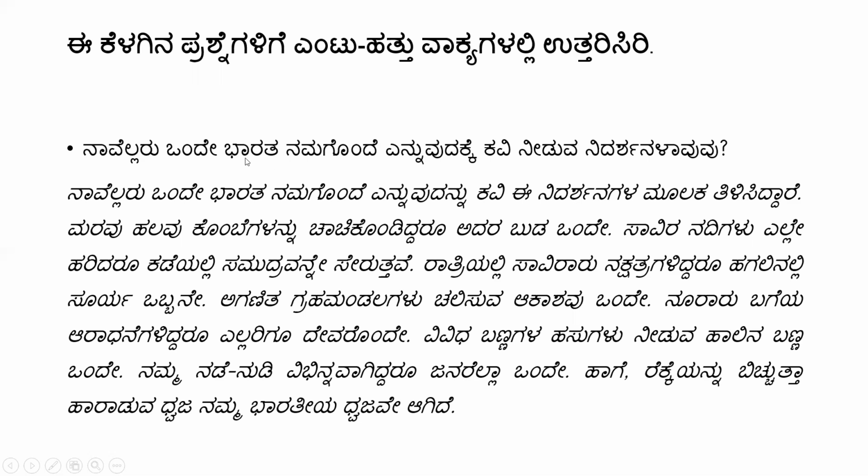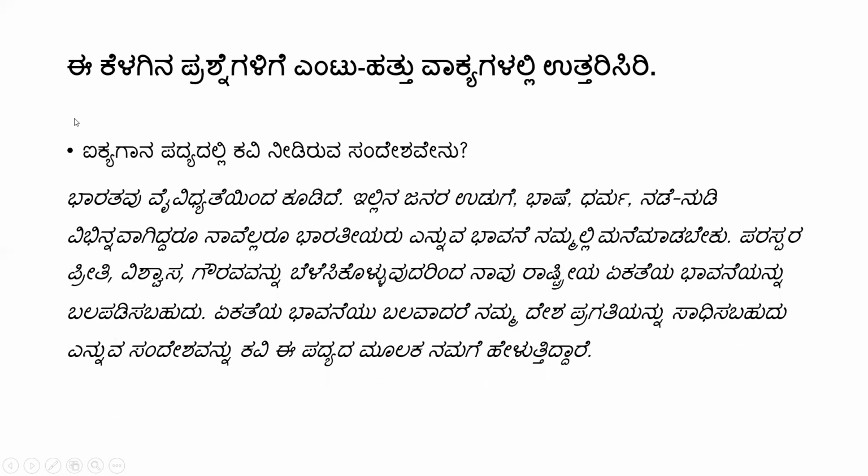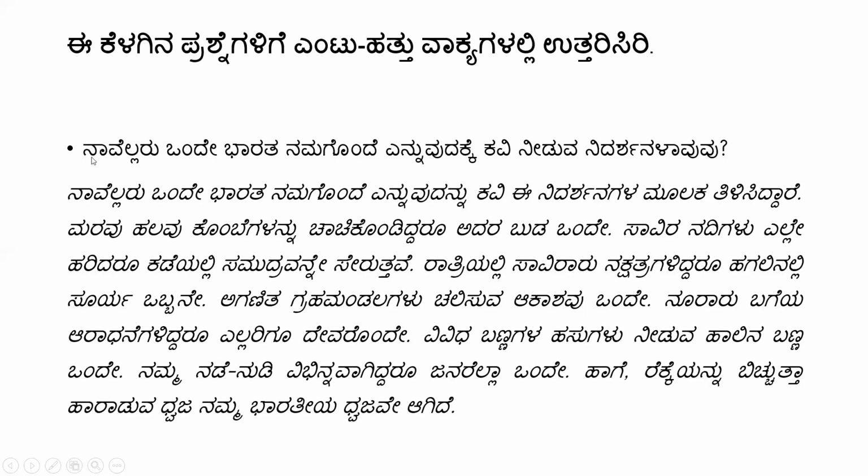The country, our country, Bharata is one for us. We all have one country. So to indicate this unity in diversity, what are the examples that the Kavi has given in this poem? The poet has given. So here you have to write all the examples from the beginning. Okay. So now what are the examples?